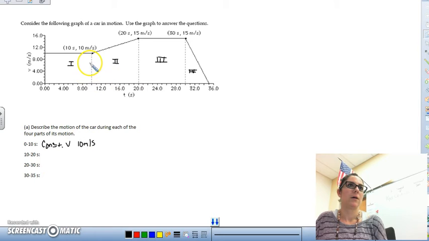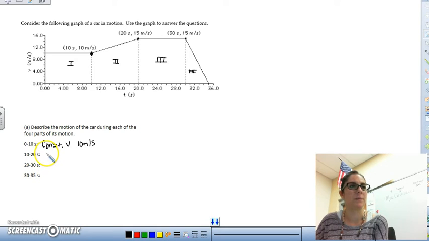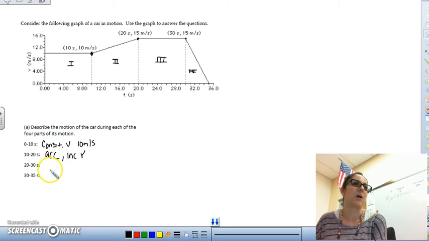Okay, next. Right here we're going from 10 meters per second to 15 meters per second. So we're changing our velocity. We're increasing our speed. So this is an acceleration, and we're basically increasing our velocity. So I'll just write a note. We're just describing the motion. So this would be speeding up.